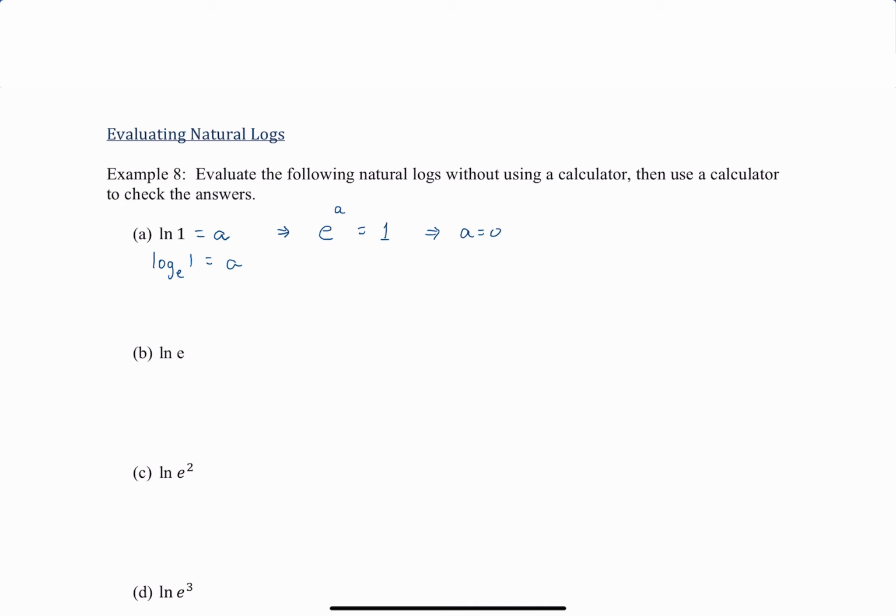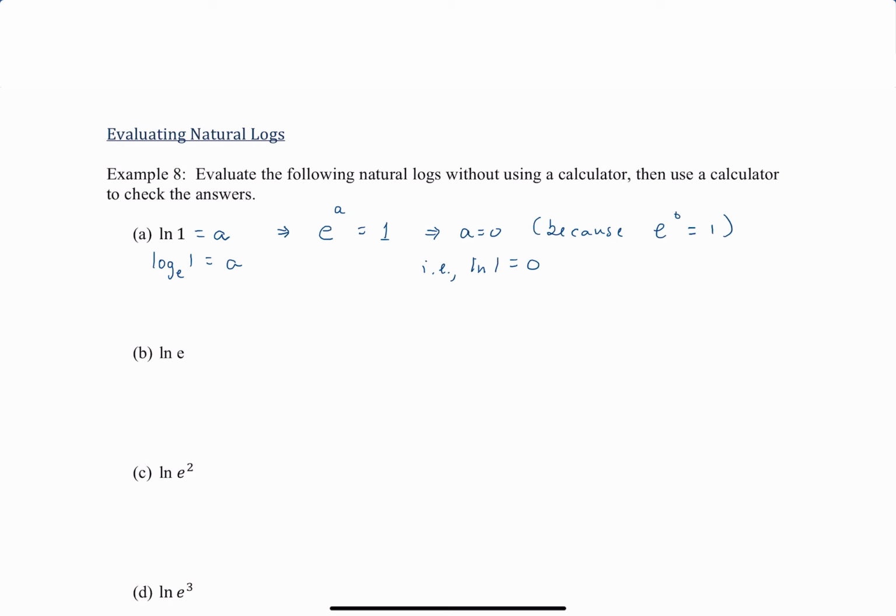And again, that's because e to the 0 power would be 1. And then what was A? Well, A was just my name for ln of 1. So ln of 1 is 0. And if you ask your calculator for ln of 1, it should give you 0.